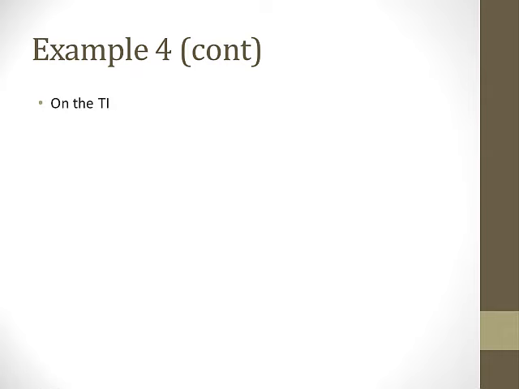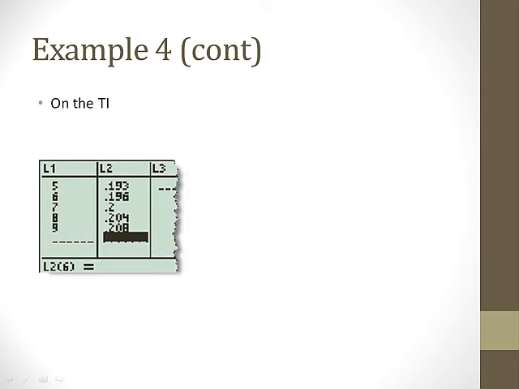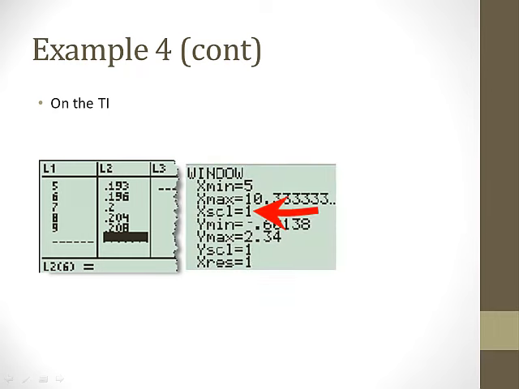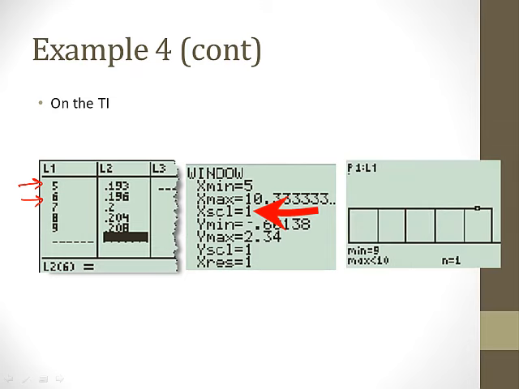So on the TI, when we put this in, you're going to put the list in L1 and the probabilities in L2. Go back and change your X scaling to 1, because these here are increments of 1, right? 5, 6, 7, 8, 9. Change that to a 1, and there we go. Because of the pixelation, the bars appear the same for each one of these, so you may have to scroll over on some of these to see what you got.